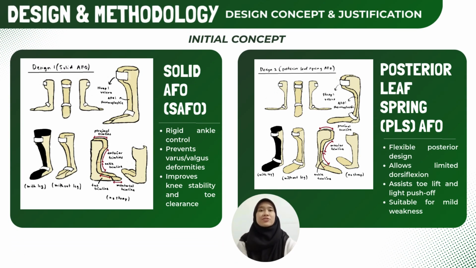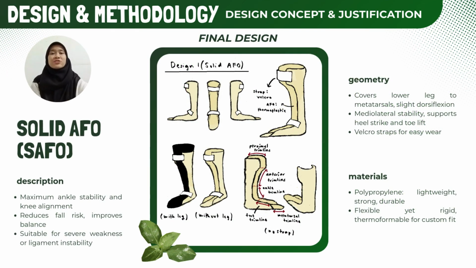The first is the solid AFO. It gives strong ankle support and prevents unwanted movement. The second is the posterior leaf spring AFO. It is more flexible and helps lift the foot during walking. This design is suitable for mild muscle weakness. Our final choice is the solid AFO. It provides maximum ankle stability and improves knee alignment, which helps reduce falls. This design is best for users with severe weakness.